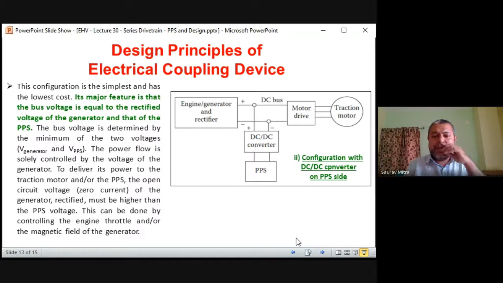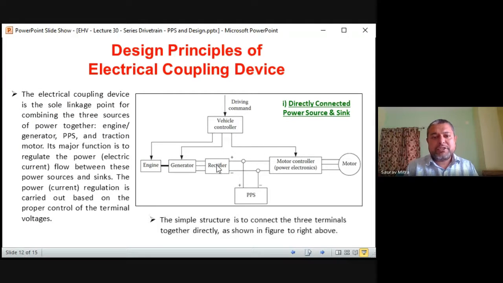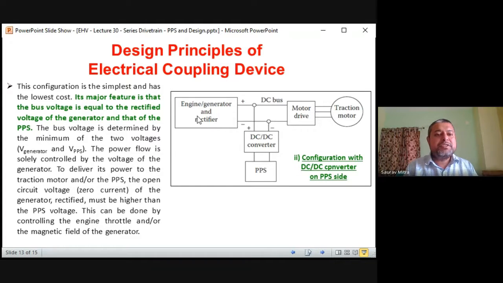This is the second type, and this is the most widely used type. Why this is given in the last slide, I will not explain. You have to understand. In this case, this configuration is the simplest and has the lowest cost. Its major feature is the bus voltage. In the previous case, it was engine, generator, rectifier, three blocks. In the next block, they have mixed them, engine, generator, and rectifier, and this is the bus, and between PPS and DC bus there is a DC to DC converter.